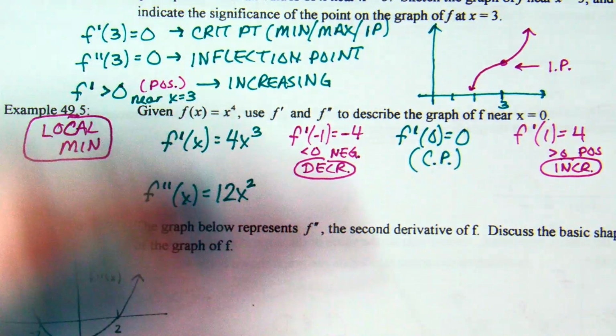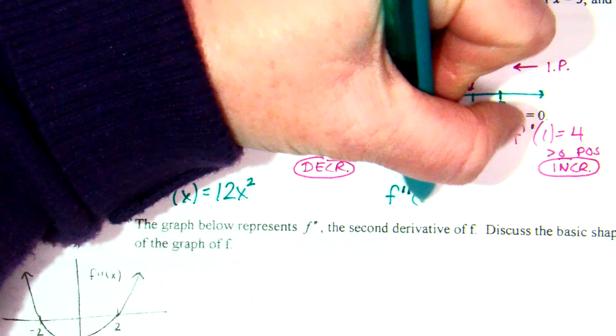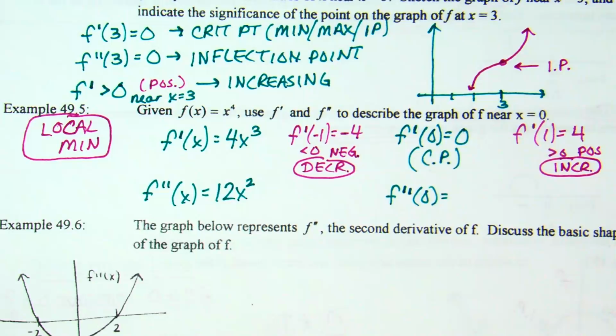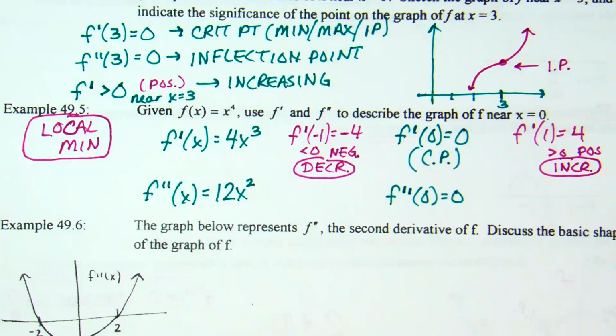So, what is happening with the second derivative at 0? Plug in 0. It's still 0. Okay. Let's look on either side of it. So, what about the second derivative?